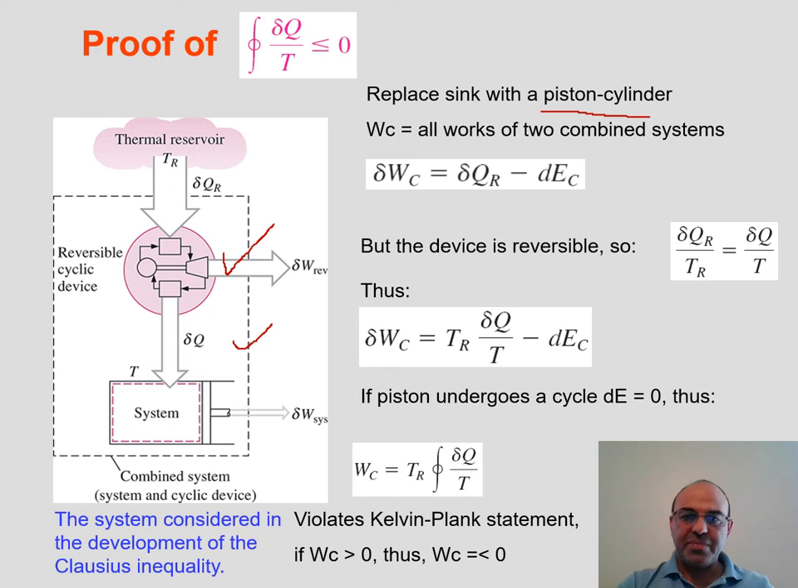Okay, and we know that the heat engine actually undergoes a cyclic process, so the change of the energy in that part is zero already because it's in a cycle. But we don't know it yet for this piston cylinder part. Since the heat engine is reversible, according to the Carnot principles, it's a Carnot cycle, right? So delta QR over TR is equal to delta Q over T. Delta QR coming in over TR, its associated temperature, is equal to delta Q, the Q going out, divided by its associated temperature, which is an imaginary temperature T.